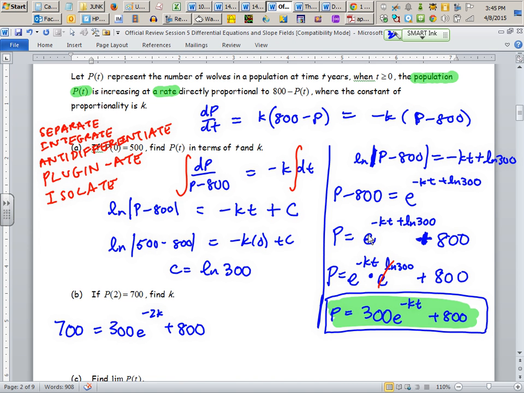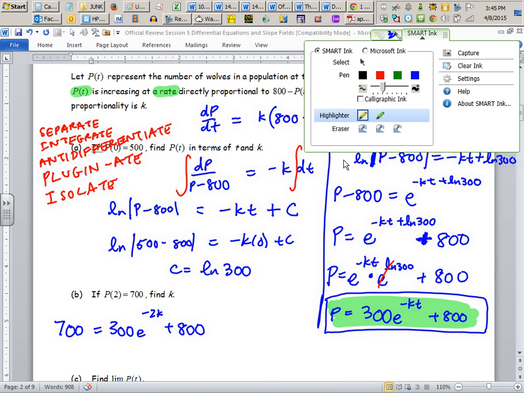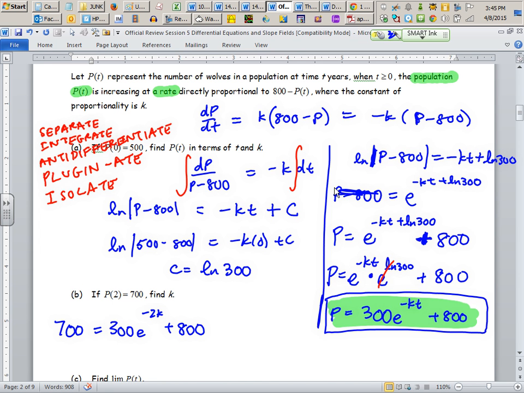Oh, I know what happened. Right here, guys, see this? In yellow, this part, oops, that's called scribbling it out. I didn't mean to do that. This is p minus 800. I was going to highlight that. P minus 800 should have had an absolute value on that. This should have been absolute value, p minus 800. How does that affect my next step?